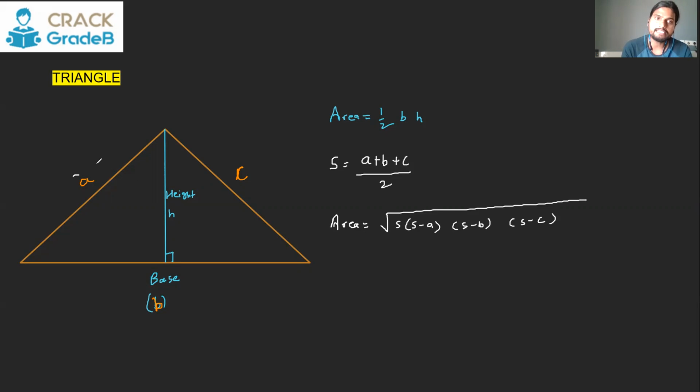So if you are given all three sides, but the height is not known, all three sides are known, then you can use Heron's formula to calculate the area like this. Got this? Let's see one more form of triangle.